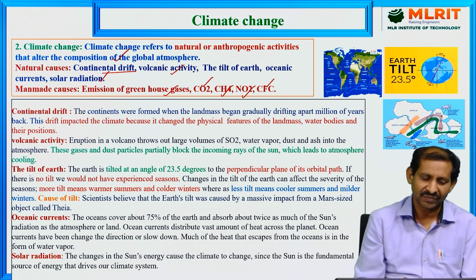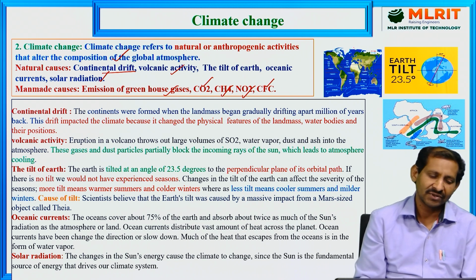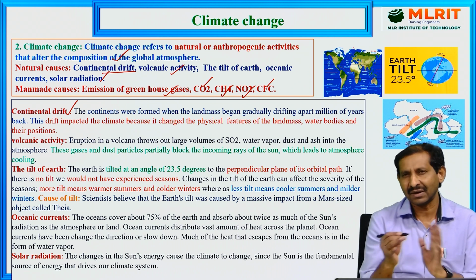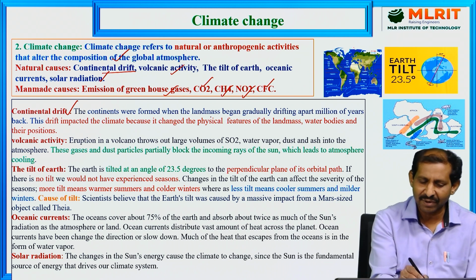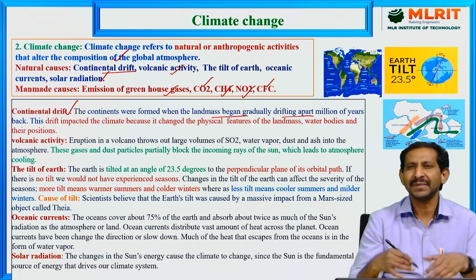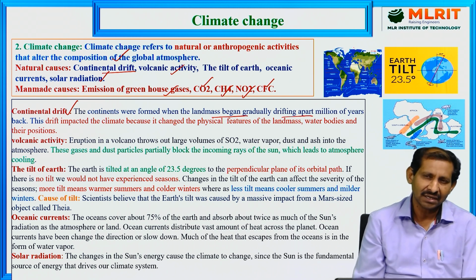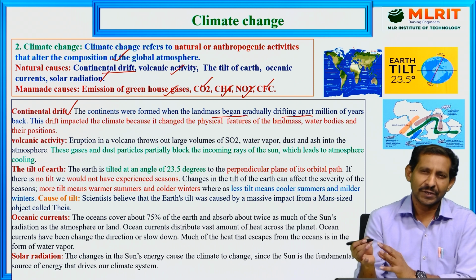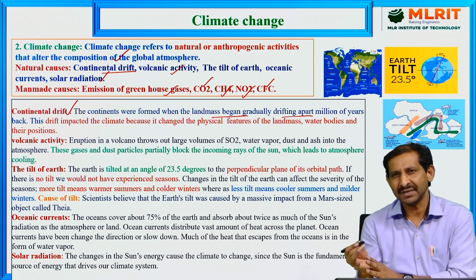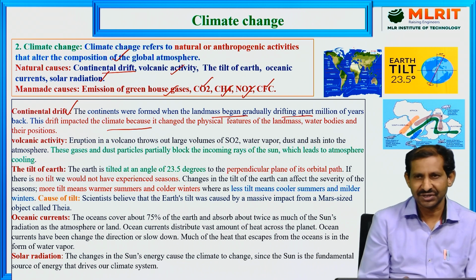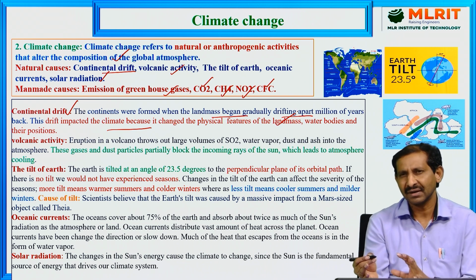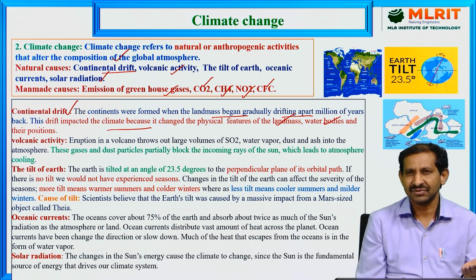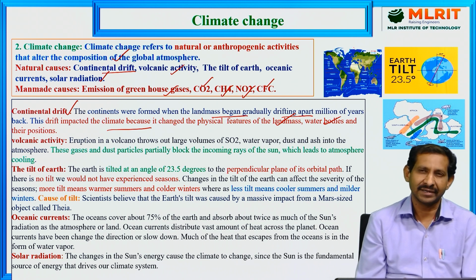First, we are going to discuss the natural causes. First one is continental drift. Continental drift means that when the continents were formed, these landmasses gradually drifted apart millions of years ago. The continents drifted from one place to another. Landmasses and water bodies moved from one place to another, and then automatically the climate changed. When the landmass moves or shifts, or water bodies change their positions, the climate changes. That is called continental drift.